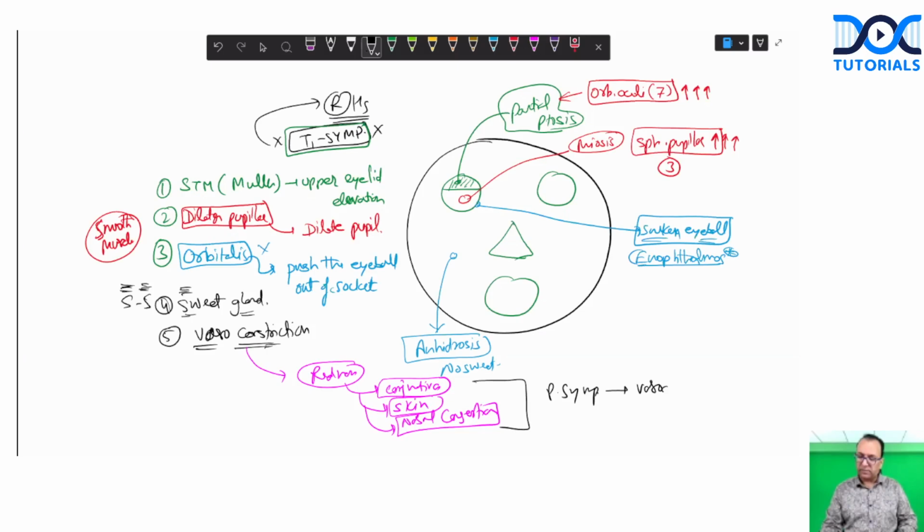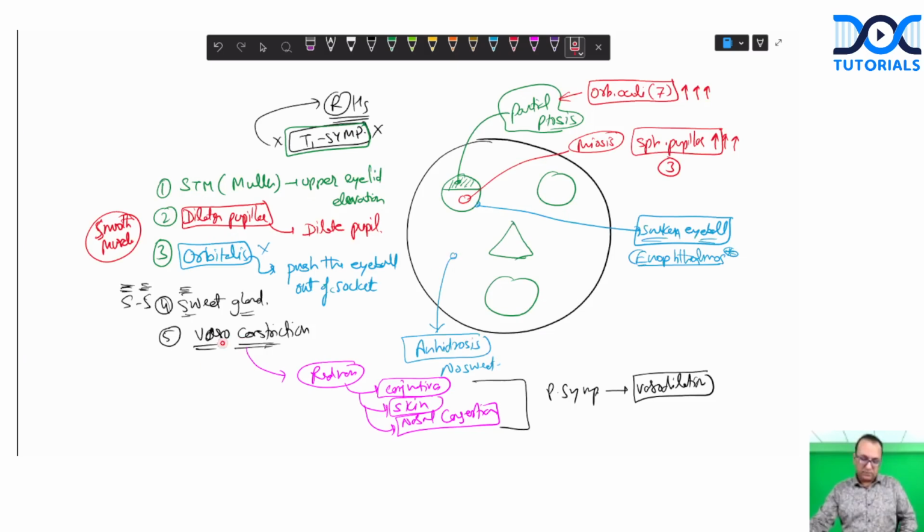So parasympathetic system leads to vasodilation, and that is why. So you are mentioning in this patient that first of all there is ptosis because superior tarsal muscle is not working. Then there is miosis because dilator pupillae is not working. Then there is sunken eyeball, enophthalmos, because orbitalis is not working. Then you are telling there is no sweat, so anhidrosis.